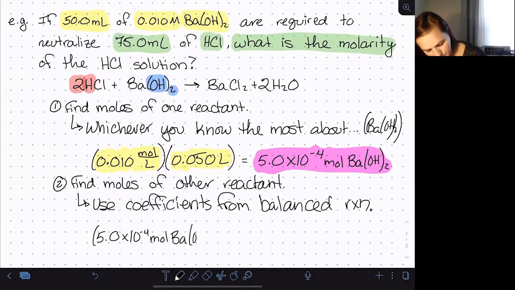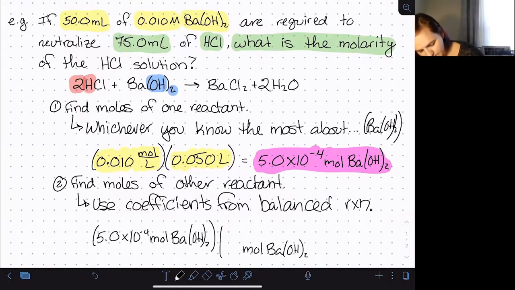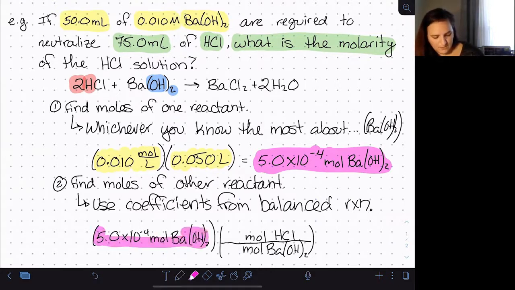So we need to convert from moles of barium hydroxide. That one's going to go on the bottom so that that unit will cancel, into moles of our other reactant, which is HCl. So that one is going to go on the top. This number, again, is just coming from what we just calculated.